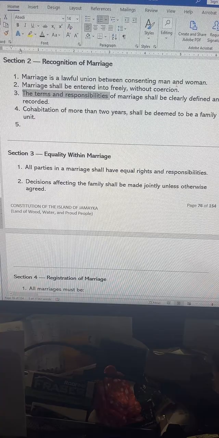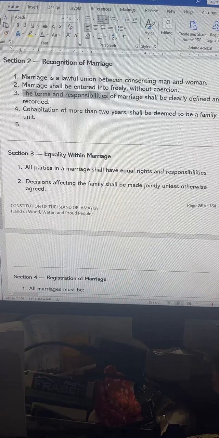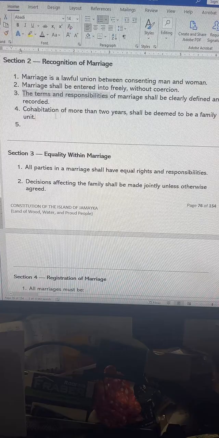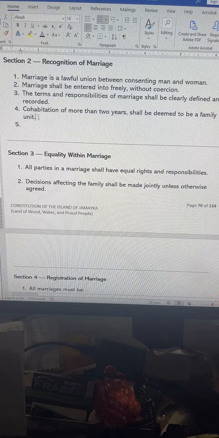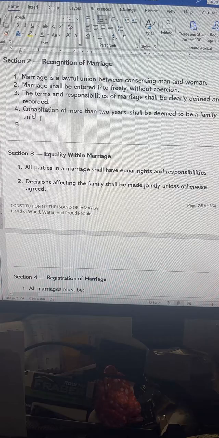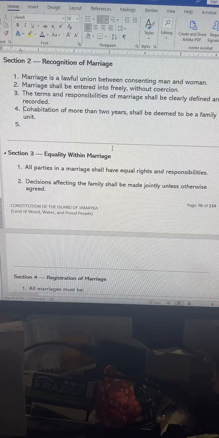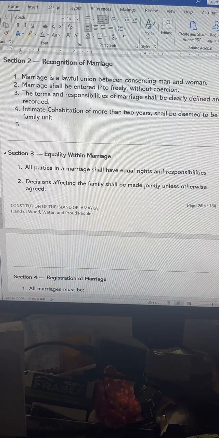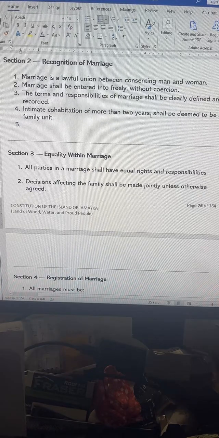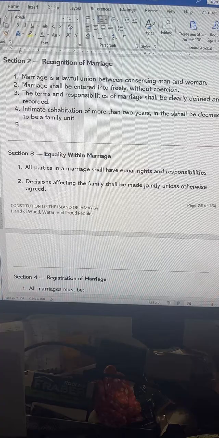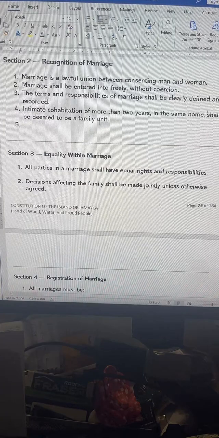Exactly. When they take this thing out of context, so between man and woman. All right, cohabitation of 2 or more years shall be deemed to be a family unit. Notice we did not say it will be deemed to be marriage, because a family unit is something where you have a stable situation, we'll call it, where 2 people are living together or cohabitating for more than 2 years, right? Matter of fact, let me put this: intimate cohabitation of more than 2 years in the same home shall be deemed to be a family unit.